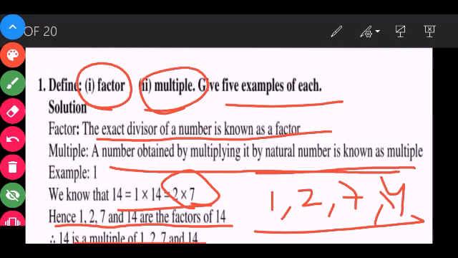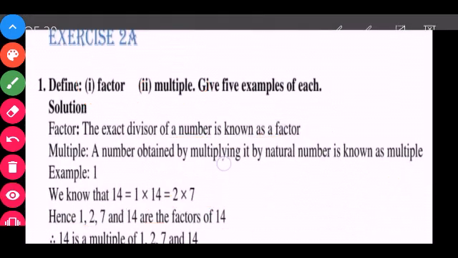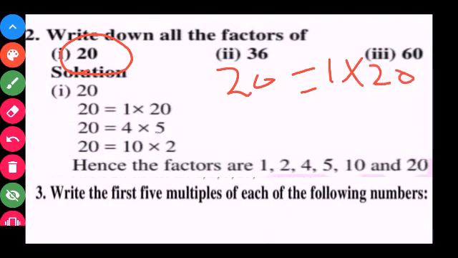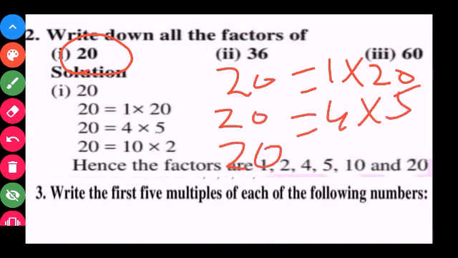Similarly, you can write another example. So, next slide. Question number 2 is given: write down all factors of 20. So now how to find factors of 20? It is asked factors of 20, so you can write 20 is equal to 1 into 20. You can write 20 is equal to 4 into 5. Also you can write 20 is equal to 10 into 2.